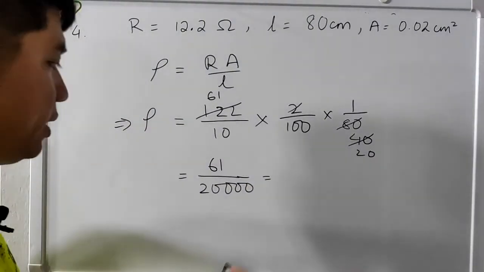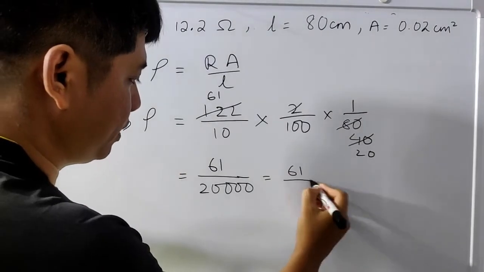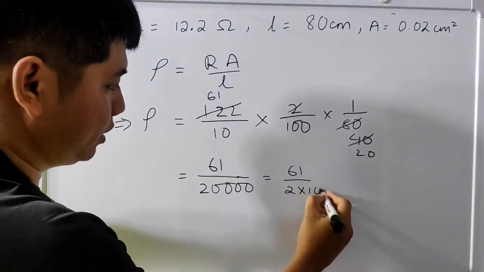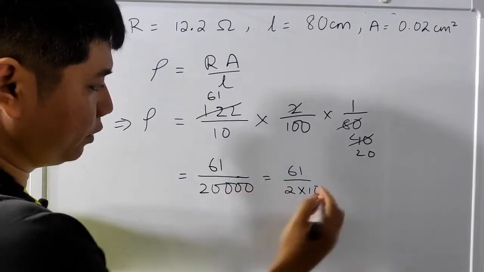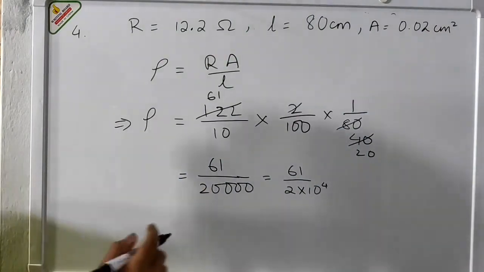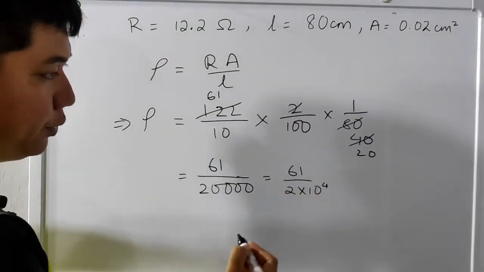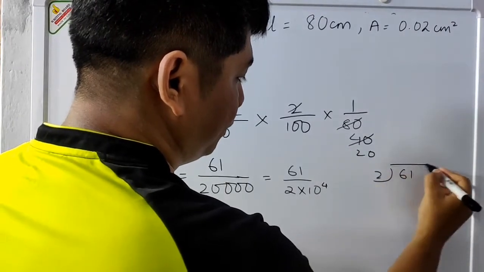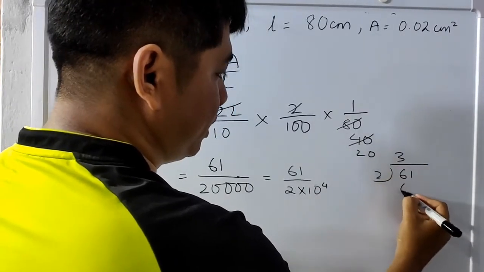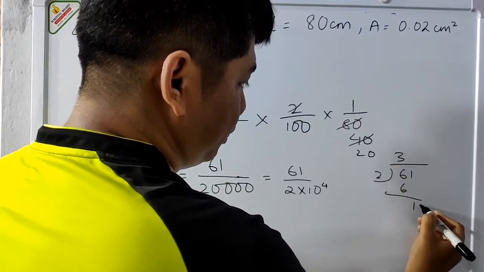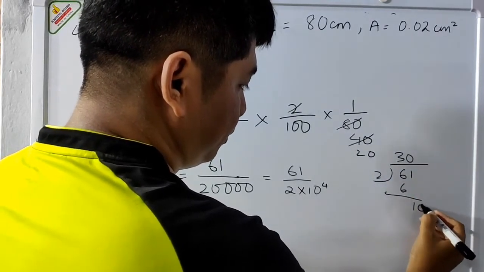We can write it as 61 by 2 into 10 power how much? 1 2 3 4. 10 power 4. Okay. Let me divide 61 by 2. 2 3s are 6. 1. 2 zeros are 0.